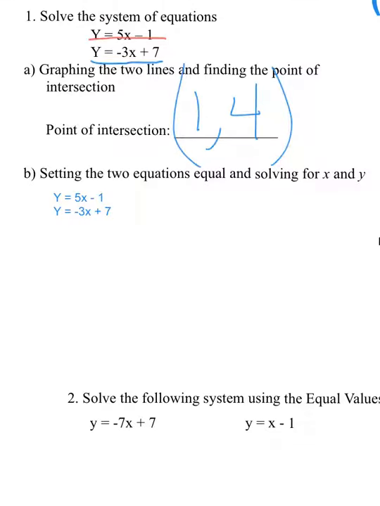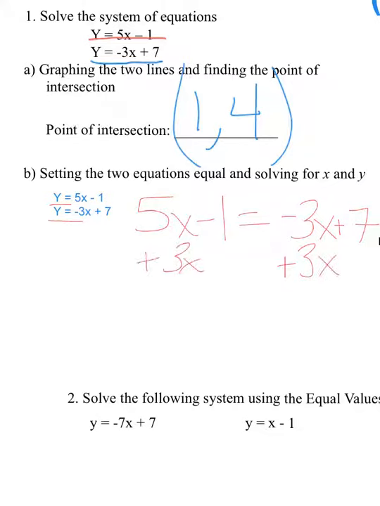Part B asks us to solve algebraically by setting the two equations equal. We can set the two equations equal because both equations equal y, so that must mean that 5x minus 1 is equal to -3x plus 7. To solve this, we need all the x's on one side, so I'm going to add 3x to get rid of -3x.